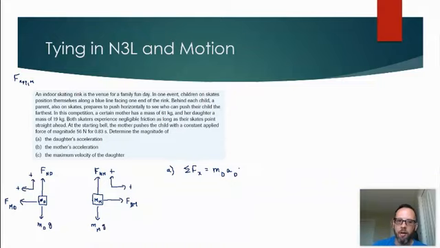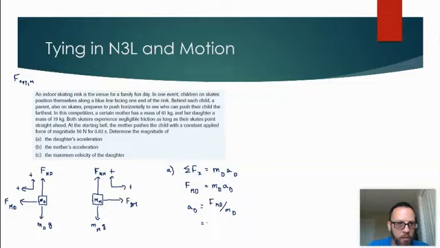I won't call it A here because the daughter and the mother will have different accelerations, so I don't want to have an A for one and an A for the other. I think this just makes sense. The only force we have acting in that x direction is that applied force. I called it FMD, equals MD AD. And so the acceleration of the daughter is that applied force divided by the mass of the daughter.